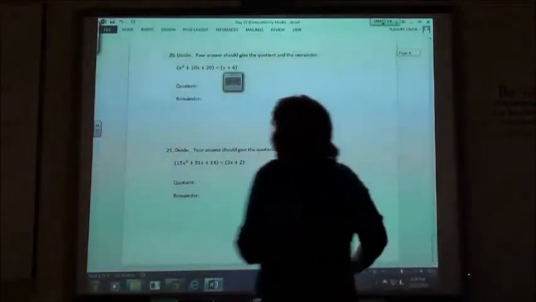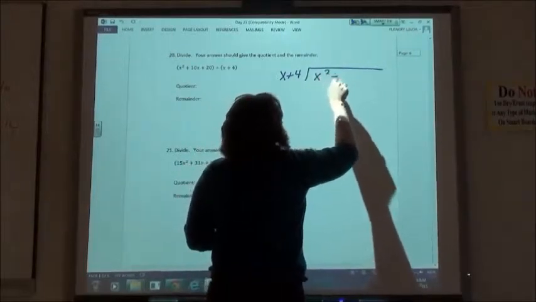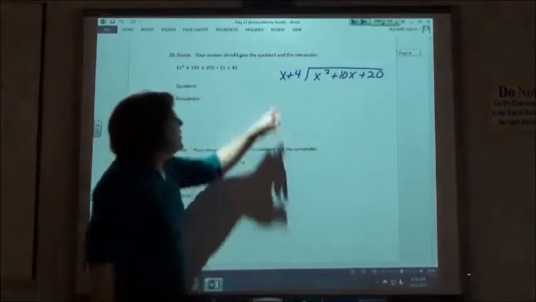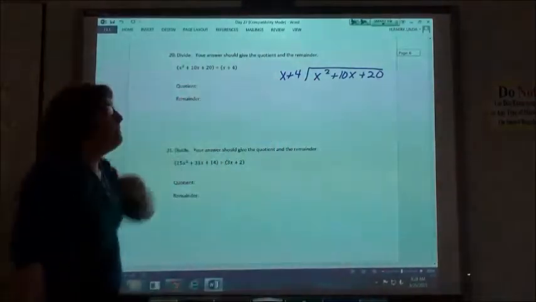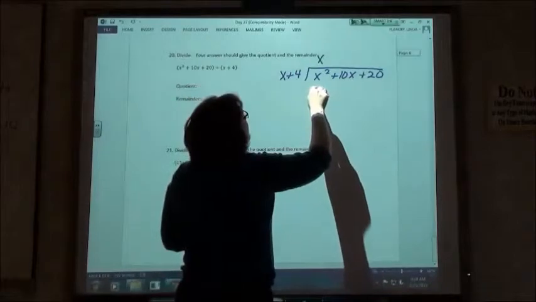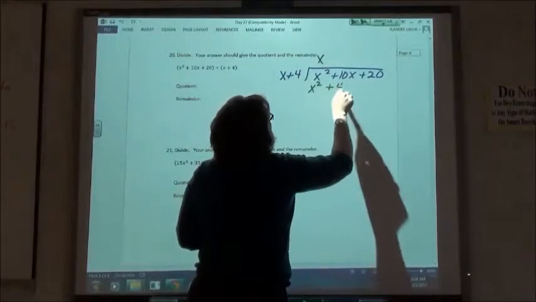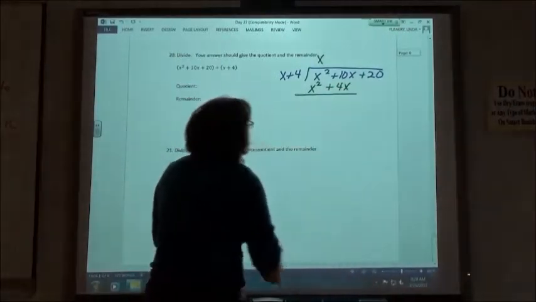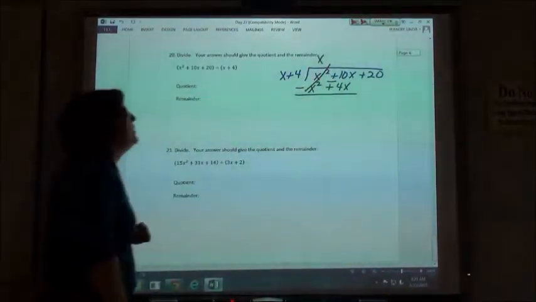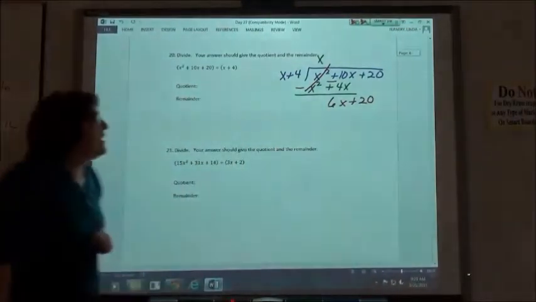So number 20, if I'm going to do long division, I'm taking x plus 4, dividing it into x squared plus 10x plus 20. So, what would I take times x to get x squared? Just a plain x. I'm going to multiply that out, so I'm going to get x squared plus 4x. I then have to subtract so that I can cancel out that leading term. And so I'm going to bring down 6x plus 20 that's on the end.